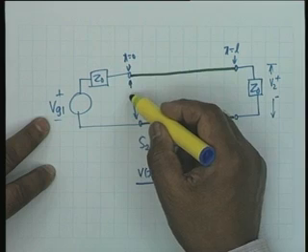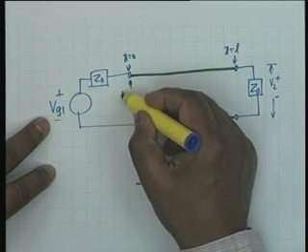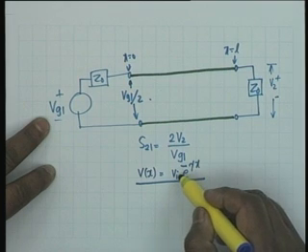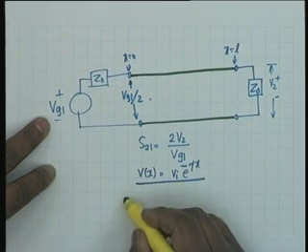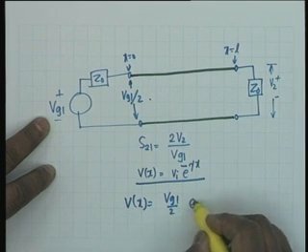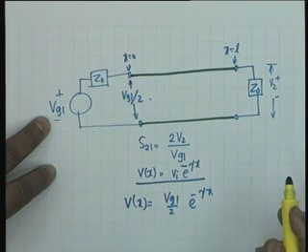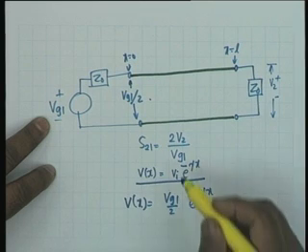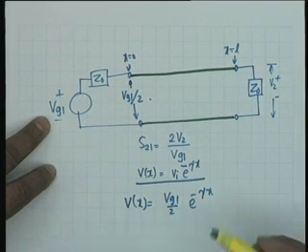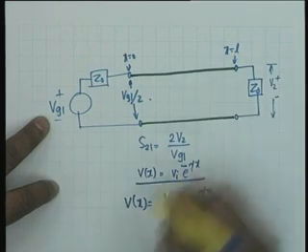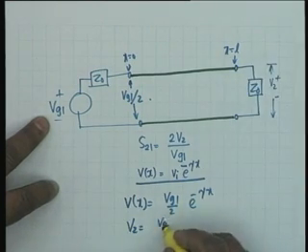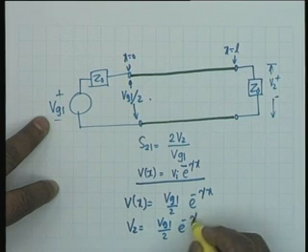That is correct, because the input impedance is Z0 and therefore this is VG1 by 2, and this gives out Vi. What is Vi? VG1 by 2. Agree? Vi at x equal to 0, V of 0 should be equal to Vi, which is VG1 by 2, and therefore the V2, the voltage at x equal to L, is simply VG1 by 2 e to the minus gamma L.